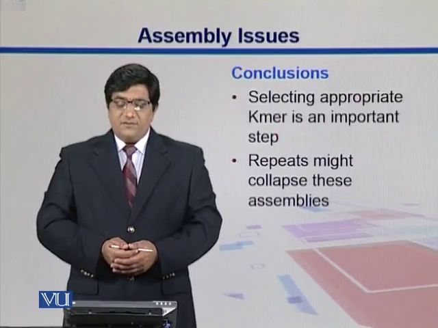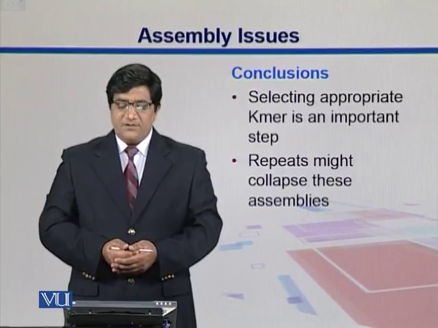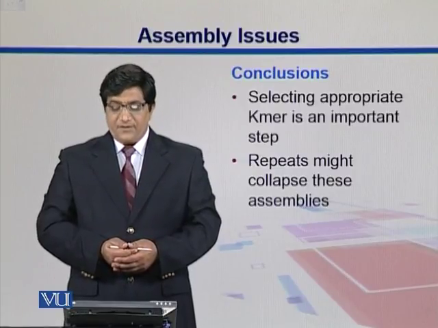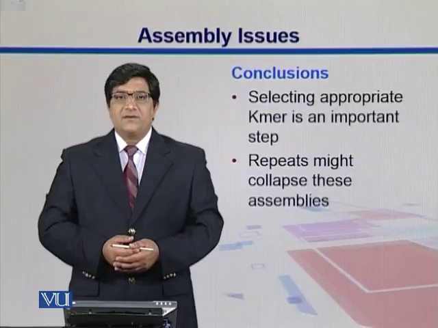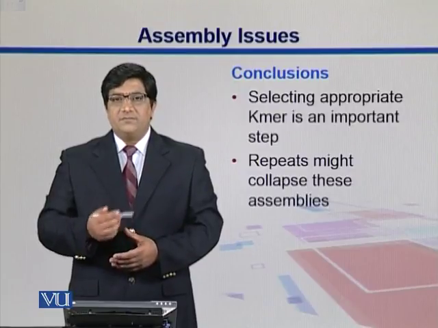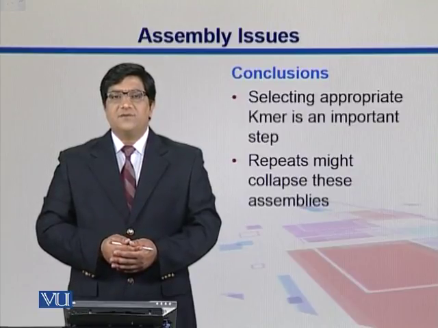In this section, what we have seen is that selecting appropriate k-mers is an important step, and repeats might collapse the assemblies. We also see that there are some issues relevant to the formation of different bubbles or cycles in our graphs. We might trim them.